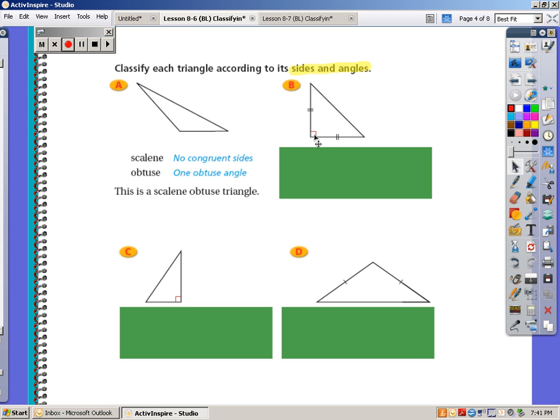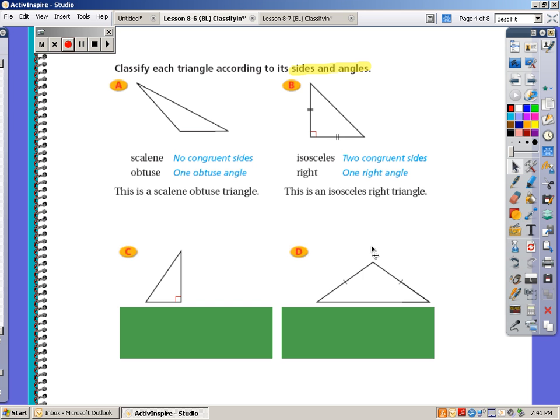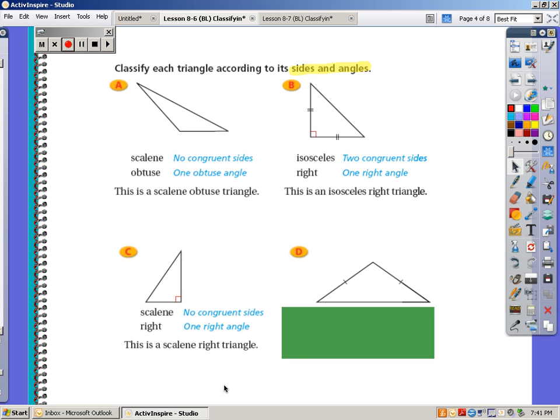In B, you can tell there's a right angle, so it must be a right triangle. These two sets of tick marks show that these sides are the same and this one's different. So this is an isosceles right triangle. In C, I have a right angle, so I know it's a right triangle. And I can tell that these sides are different, so it's going to be a right scalene triangle.